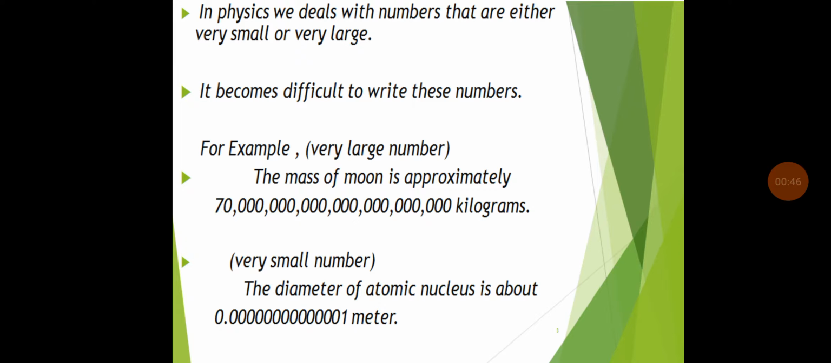In physics, we deal with numbers that are either very small or very large. It becomes difficult to write these numbers. For example, for a very large number, we take the mass of the moon, which is approximately the value given, in kilograms. And sometimes we have a very small number, such as the diameter of an atomic nucleus, which is about this value in meters. Clear?